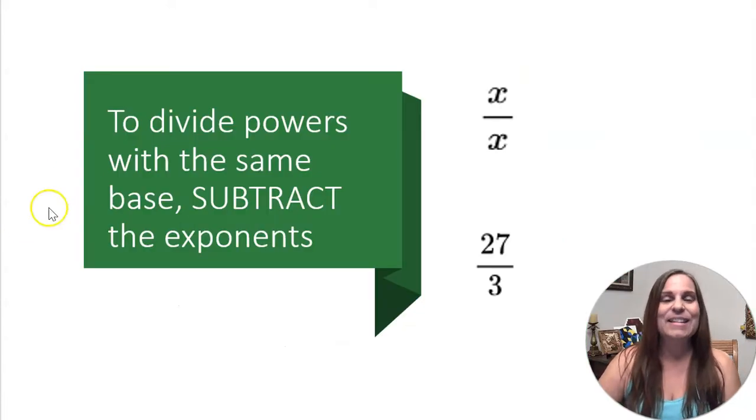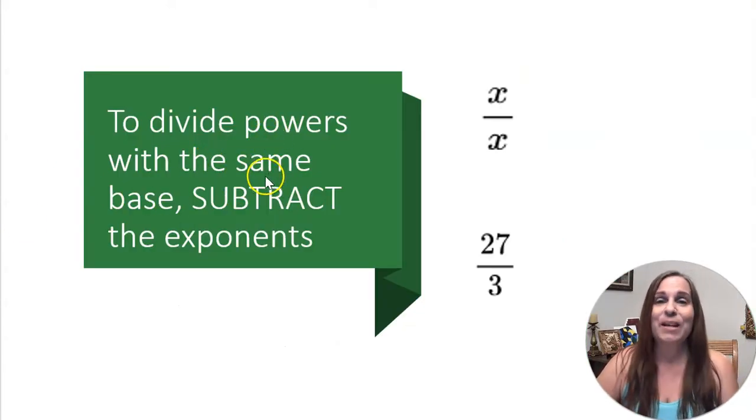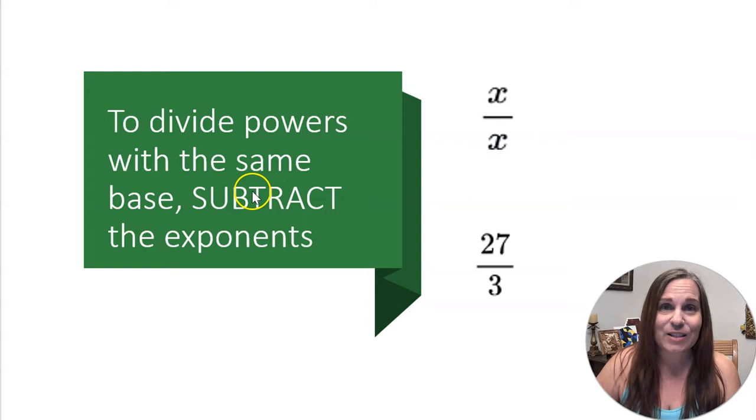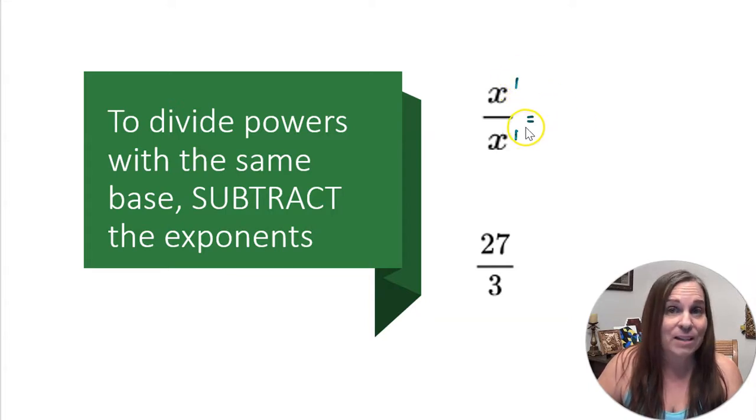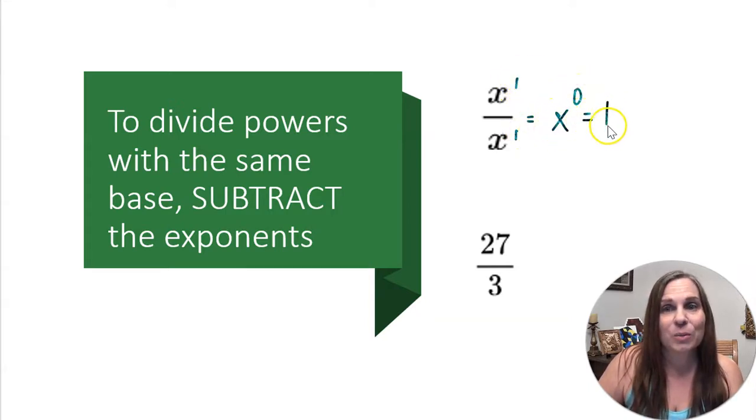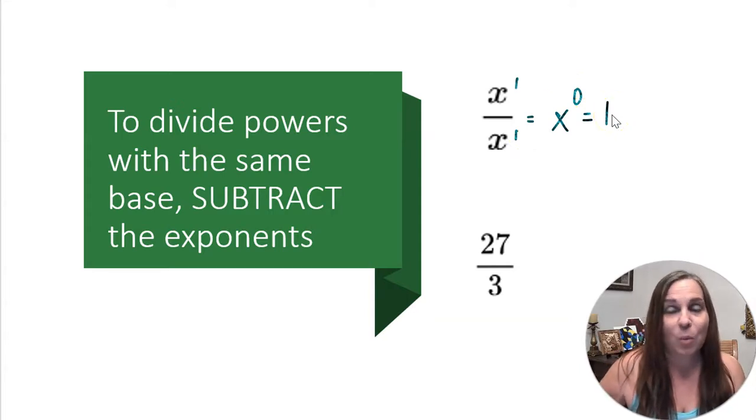And here it is. To divide powers with the same base, we subtract the exponents. So like we saw with x to the 1st over x to the 1st, 1 minus 1 is 0. So we get x to the 0, which equals 1. But we knew that x over x is 1, right? This just shows how the property works whenever it's applied with division.